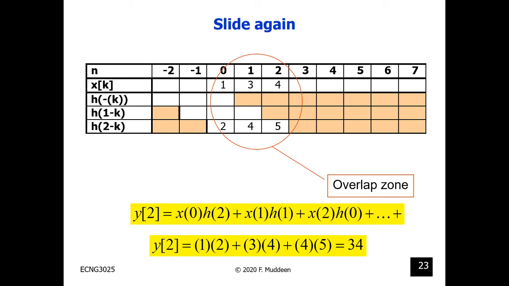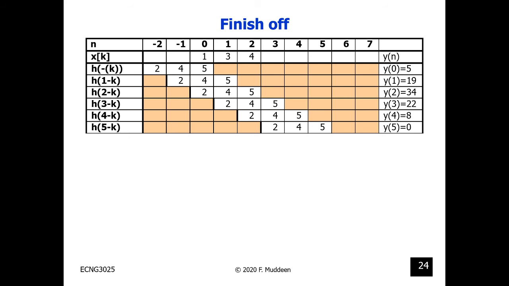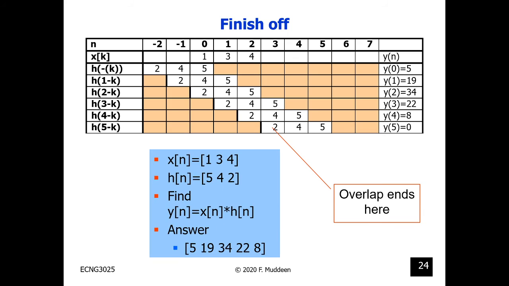So this is what the convolution table will end up looking like. And we can see that the overlap ends at this point. For each one of these overlaps, there's going to be a y of 0, y of 1, y of 2, 3, 4, and 5 accordingly. And we end up getting our output sequence, being the output of the convolution equation. This output sequence is represented as a series of values because you're dealing with discrete time signals.